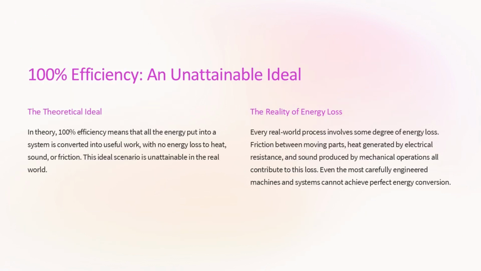The concept of 100% efficiency is a theoretical ideal, but it's not achievable in the real world. Every real-world process involves some degree of energy loss, whether it's from friction, heat generation, or sound production. Even the most carefully engineered machines and systems can't achieve perfect energy conversion. While the theoretical ideal of 100% efficiency is a useful benchmark, it's important to understand the practical limitations and energy losses that occur in actual systems and processes.